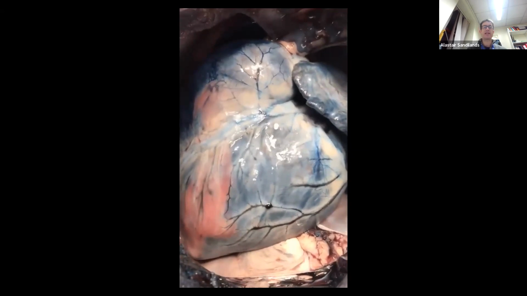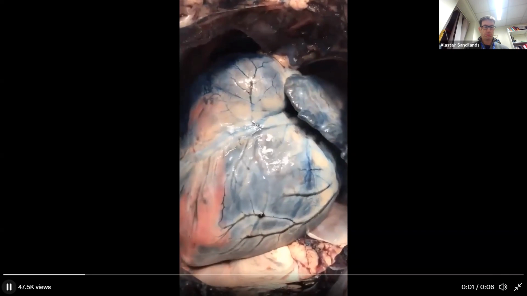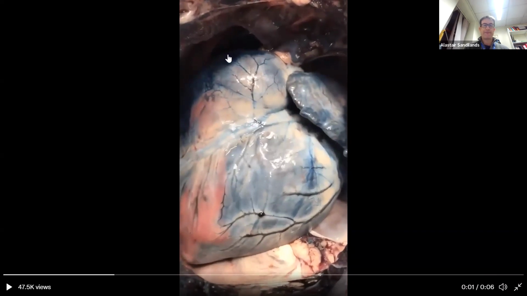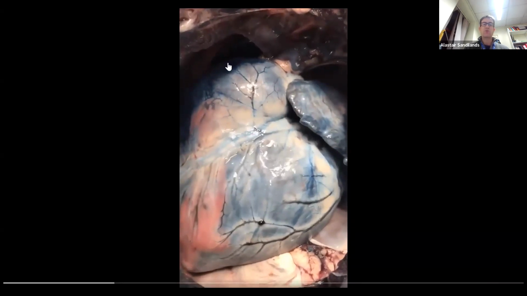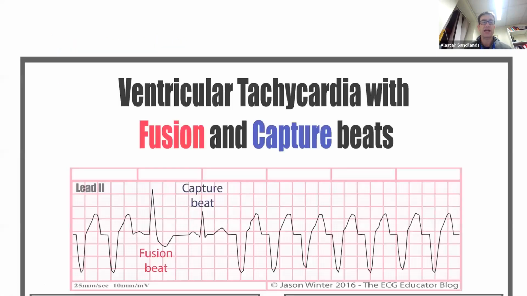Okay, so that's VA dissociation. When we see VA dissociation, so when there's evidence of VA dissociation, that is pathognomonic of VT. Okay, so looking in lead V1 is the best way to look at that.